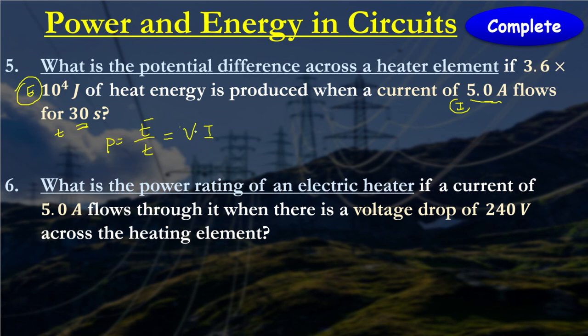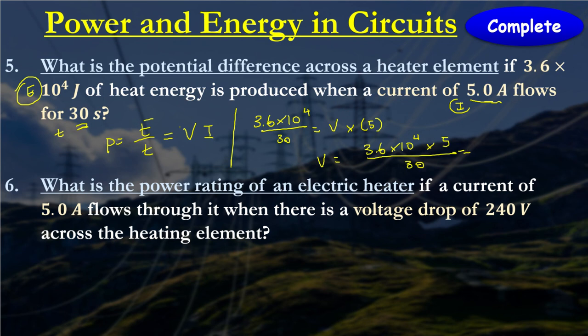So what I'm going to do is to make V the subject, or actually substitute your values in first. So we have 3.6 times 10 to the power 4 divided by 30 seconds equals our voltage times our current, which is 5. Move this value over, so divide by 5 on both sides, so V is 3.6 times 10 to the power 4 divided by 30 seconds times 5. And that should yield you a potential difference of 240 volts.